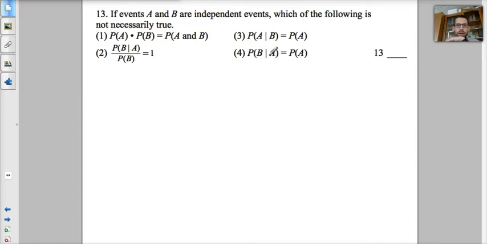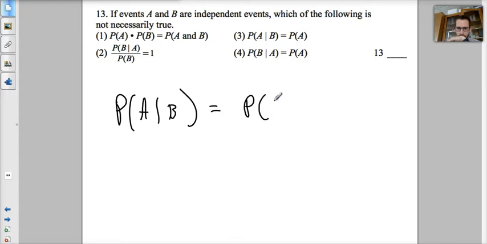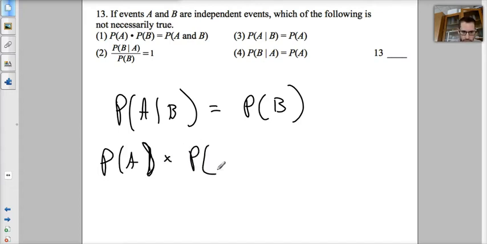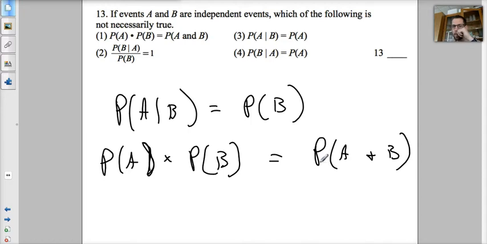All right, if two things are independent events, which of the following is not necessarily true? So independence means that the probability of A given B is equal to the probability of A. That's one definition of independence. Another one is the probability of A times the probability of B is equal to the probability of A and B. So those are two definitions I'm going to work with right now.